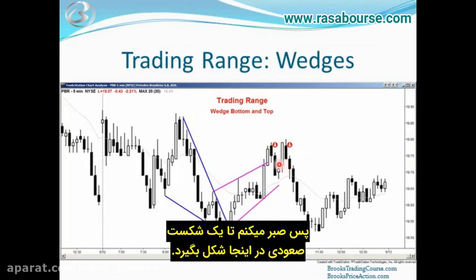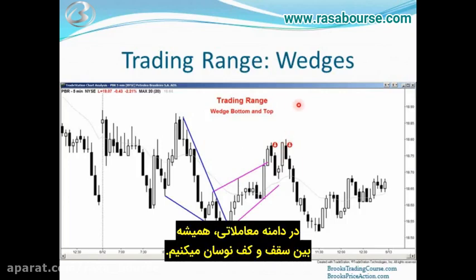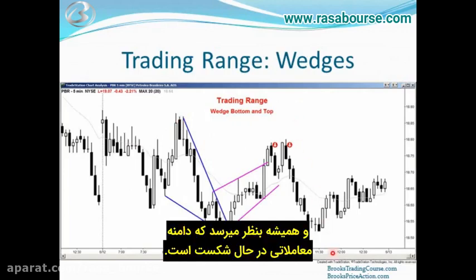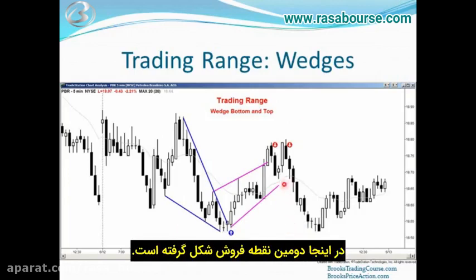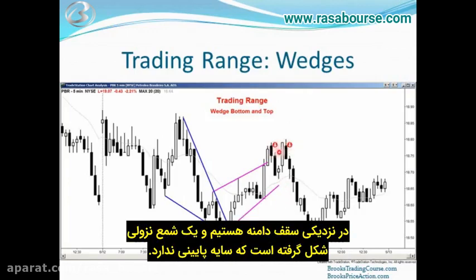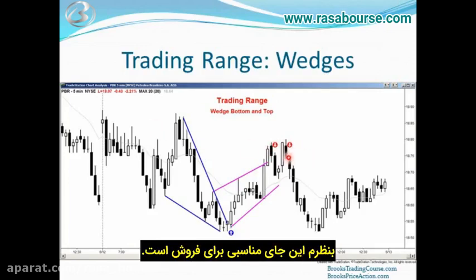I would wait to see if in fact it turns into a strong breakout. Trading ranges always race to the bottom and race to the top, and then to the bottom, and then to the top, and then to the bottom, always looking like they're going to break out, but 80% of the time they do not. Here we have a second entry short near the top of the trading range with a bear bar closing on its low. I think that is a reasonable short.